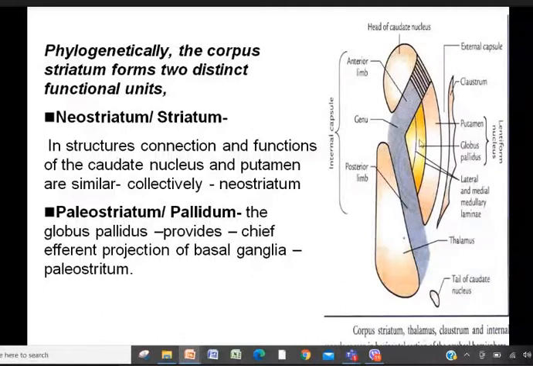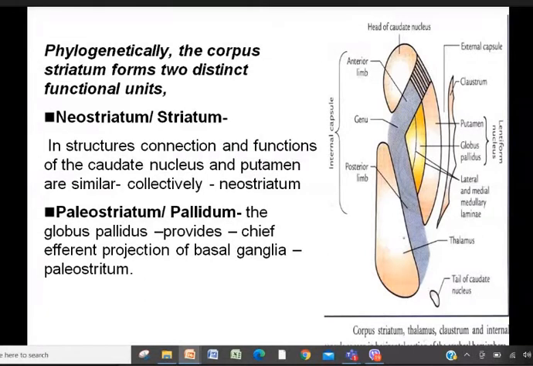Whereas the paleostriatum is formed by the globus pallidus only. It provides the chief efferent projection fibers of basal ganglia. Please remember this. If caudate nucleus and putamen are combined, it is called neostriatum, whereas if it is only the globus pallidus, then it is called paleostriatum or pallidum. Do you understand up to here? Yes. Student, you just have to remember caudate nucleus, putamen, globus pallidus.